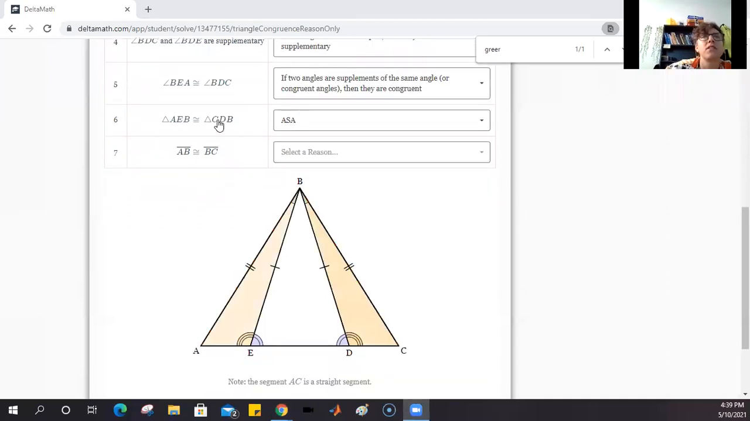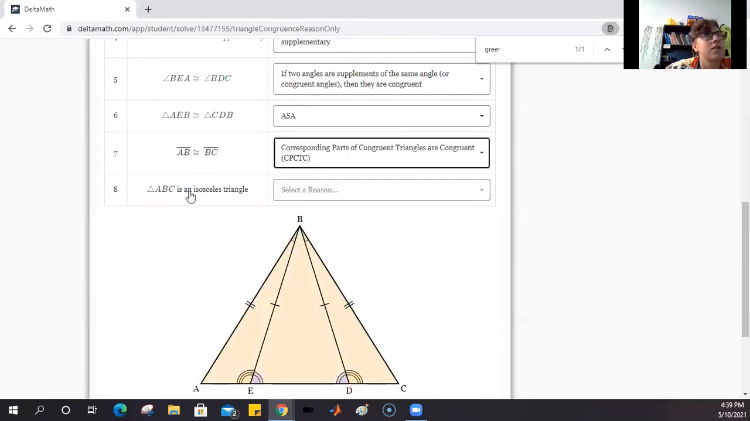So if triangles are congruent, that means all their corresponding parts are congruent, which is the reason segment AB and BC are congruent to each other. They are corresponding parts of now congruent triangles.